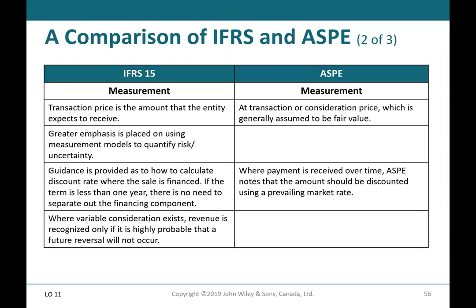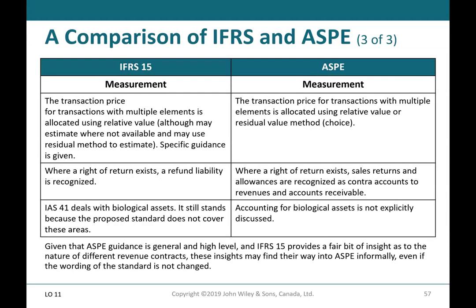IFRS. Guidance is provided as to how to calculate discount rate where the sale is financed. If the term is less than 1 year, there is no need to separate out the financing component. ASPE. Where payment is received over time, ASPE notes that the amount should be discounted using a prevailing market rate. IFRS. Where variable consideration exists, revenue is recognized only if it is highly probable that a future reversal will not occur, and no guidance for ASPE.